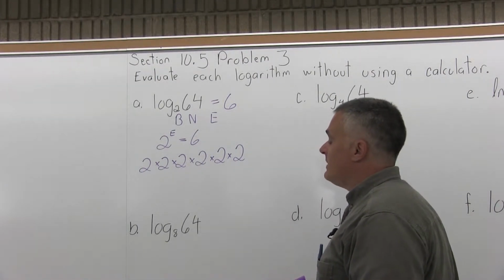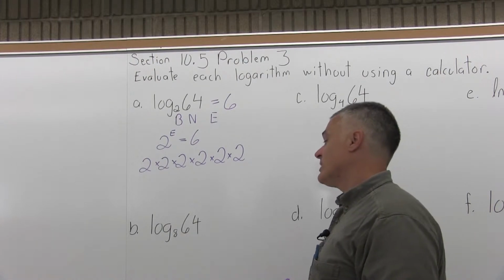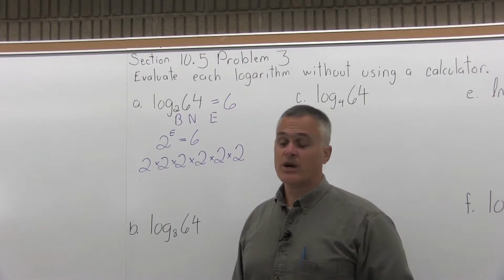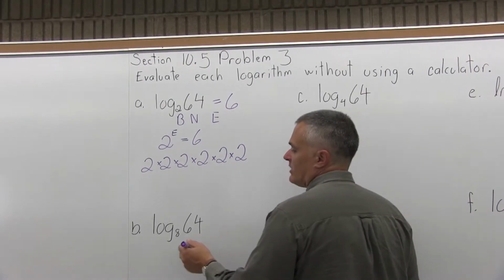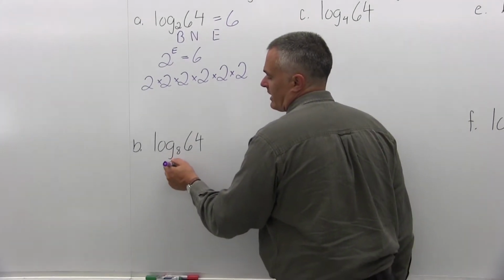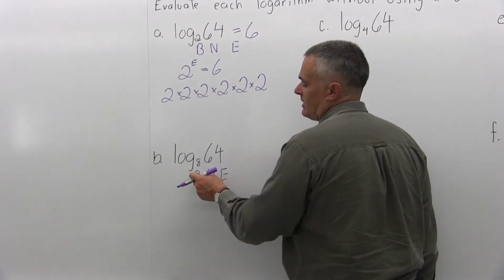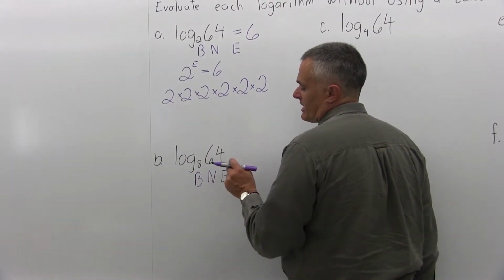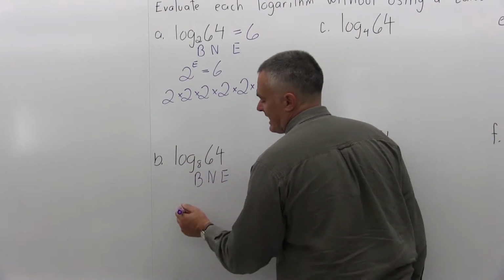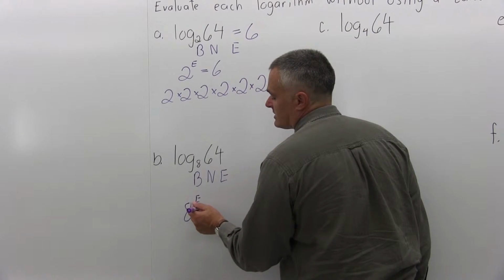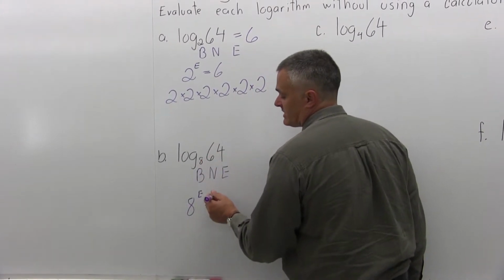Now part B also has a 64 and it says log base 8 of 64. So you want to do that without a calculator. Again, the log base 8 of 64, in its log form, you have b n e, Benny, b for base, n for number, and e for exponent. So the base is 8. The exponent is unknown. That's what we'll try and solve for. Equals, and the number is 64.